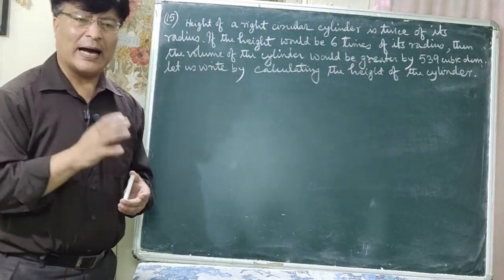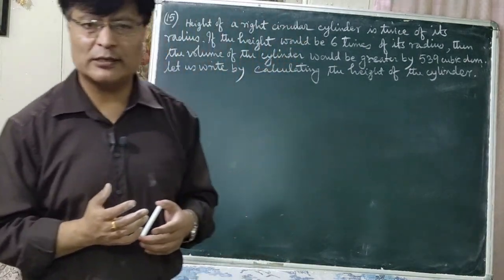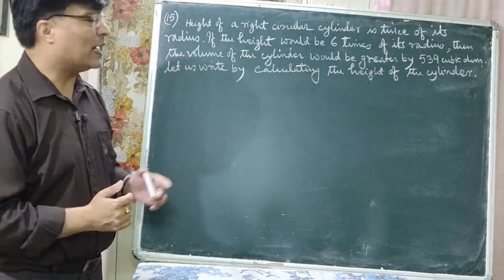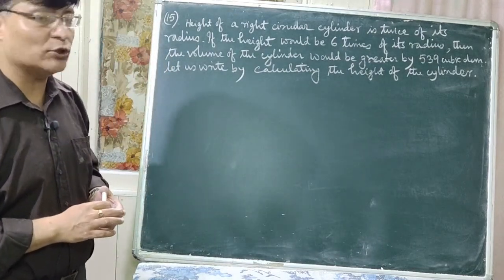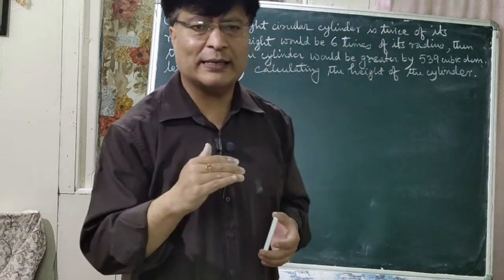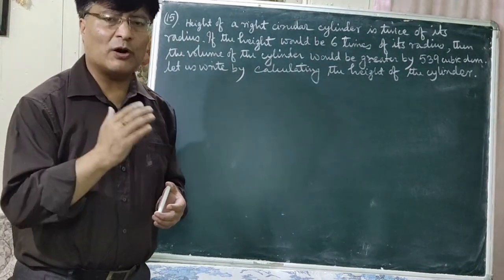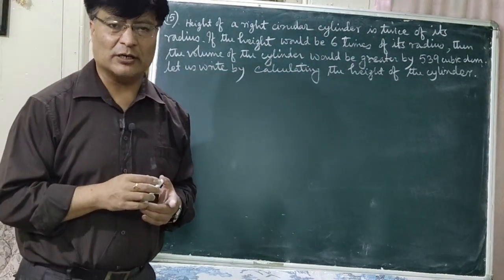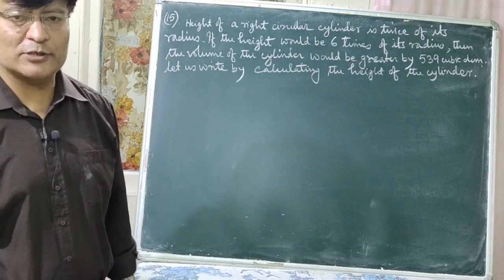Here it says, the height of a right circular cylinder is twice its radius. There is a right circular cylinder, and its height is twice its radius. Now, if the height would be 6 times its radius, then the volume of the cylinder would be greater by 539 cubic decimeter. But the question says that if the height would be 6 times its radius, then the volume of the cylinder would be greater by 539 cubic decimeter. So you have to find out the height of the cylinder. So I think you have understood it.